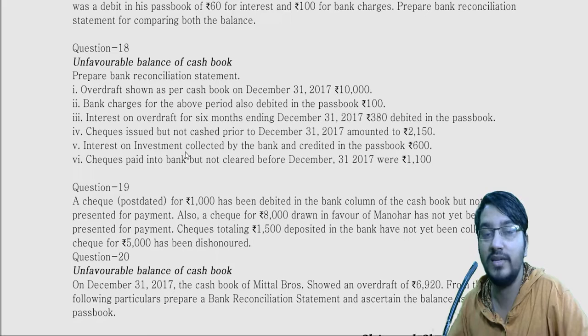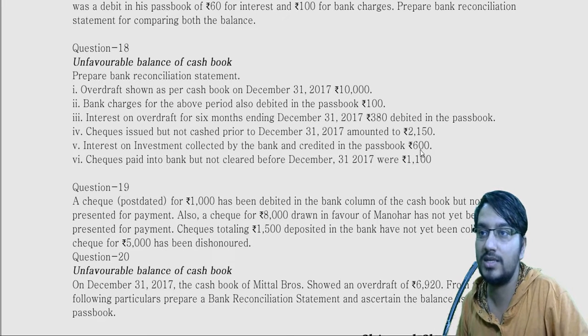Interest on investment, we receive interest on investment, so this is 600 received directly into the bank but not in the cash book. Check paid into bank but not cleared, this is check deposited. When we pay something in the bank, we are expecting a deposit, so 1100. I'll just solve this question quickly for you.